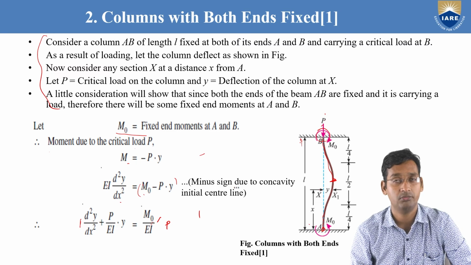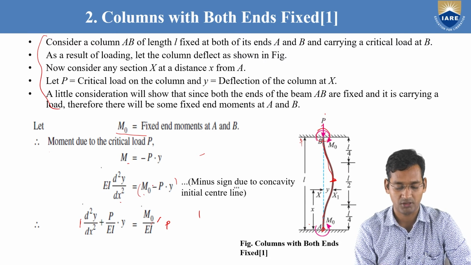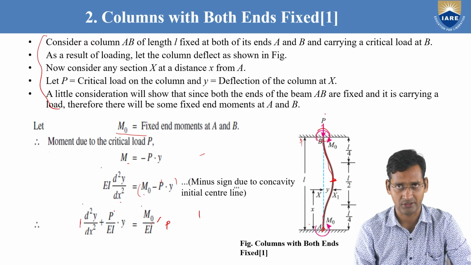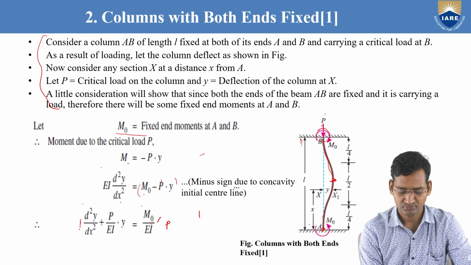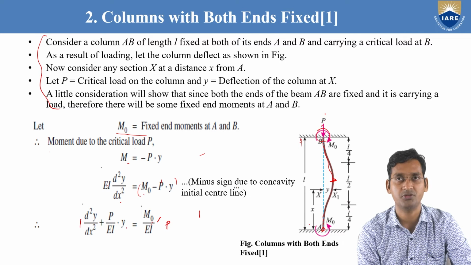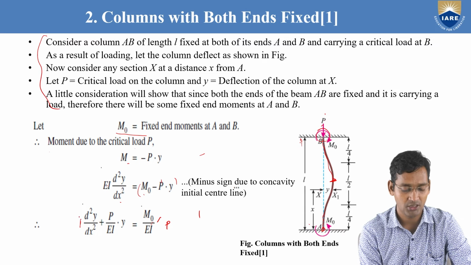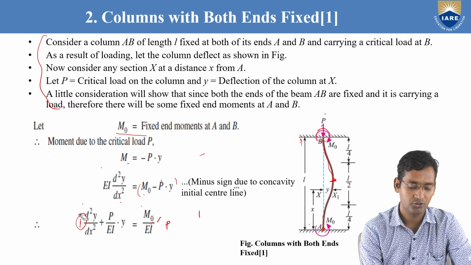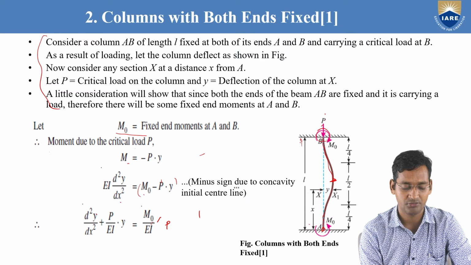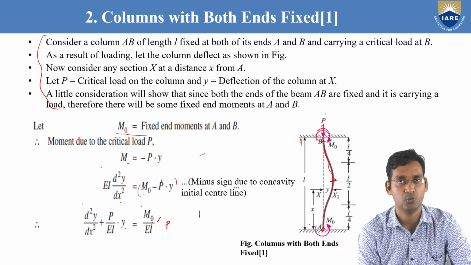Now apply the bending moment equation: EI d2y by dx square equals the moment. So the moment is M naught minus Py. Take this Py to that side, then you will get EI d2y by dx square plus Py equals M naught. Now divide all the terms by EI, because the coefficient of this should be unity. So after dividing by EI, you will get d2y by dx square plus P by EI into y equals M naught by EI.